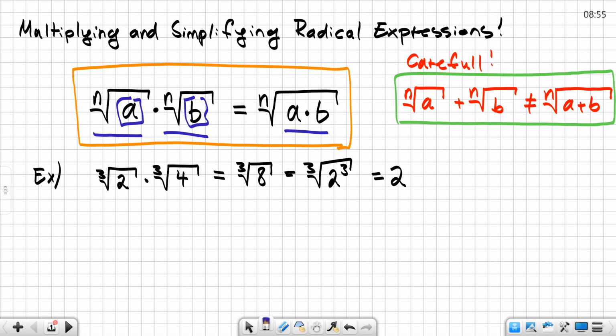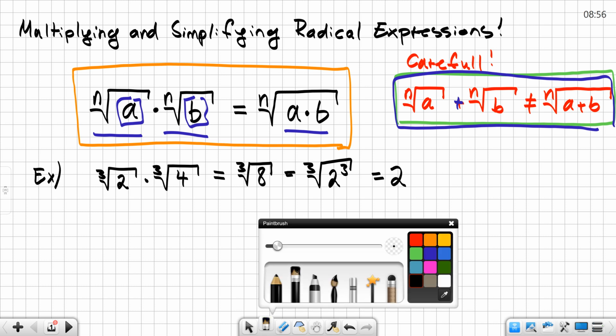Now we have to be careful. We have seen already for an example earlier on that for addition, this does not work in the same way. This is not working for addition. Multiplication is special. So here's an example how this might come in handy.